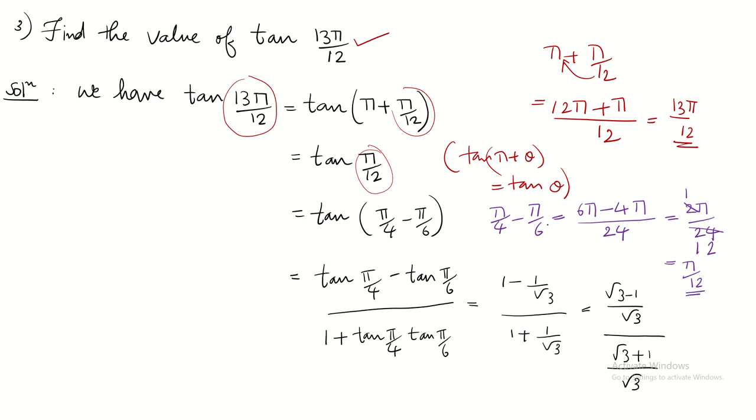So if you write this pi by 12 in terms of the difference of two angles, you will get the answer as pi by 4 minus pi by 6 or vice versa. So that is how you have written tan of pi by 4 minus pi by 6.